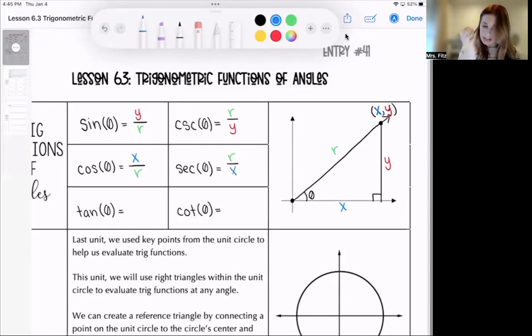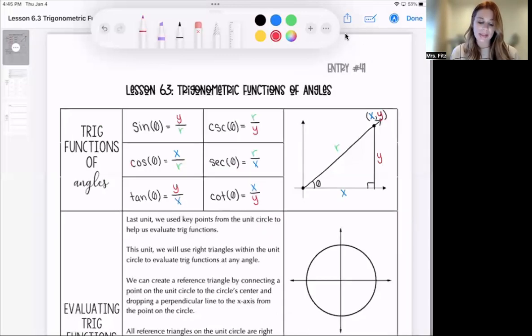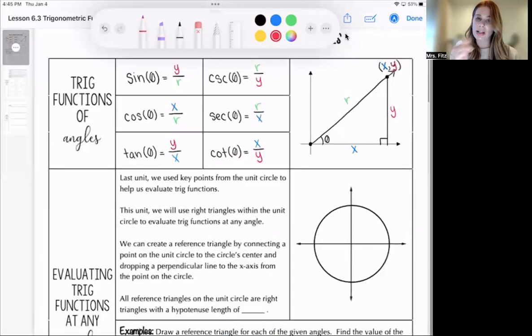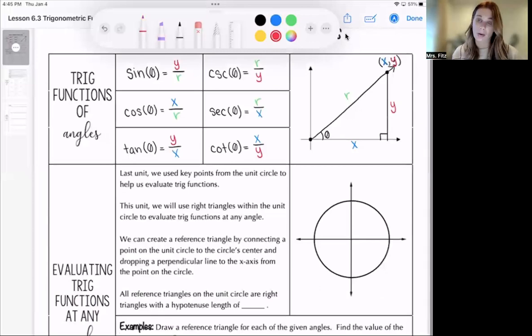Okay, tangent of theta is opposite over adjacent. So this would be y over x. And then cotangent, we just flip it. We take the reciprocal. We get x over y. Okay, so we're going to use this concept to evaluate trig functions at different angles.